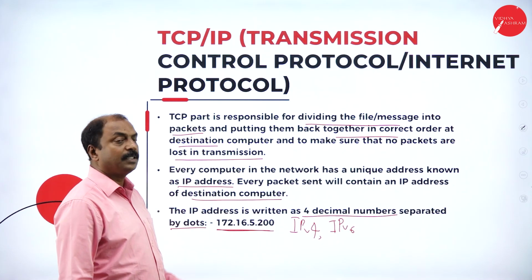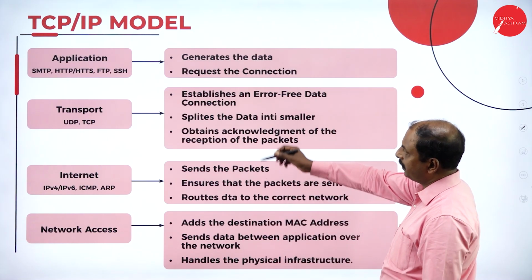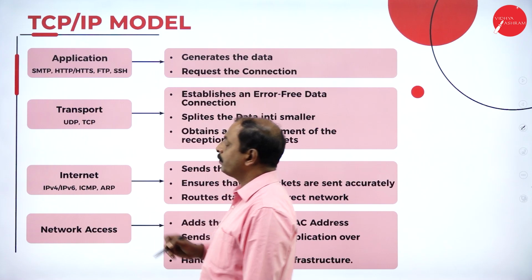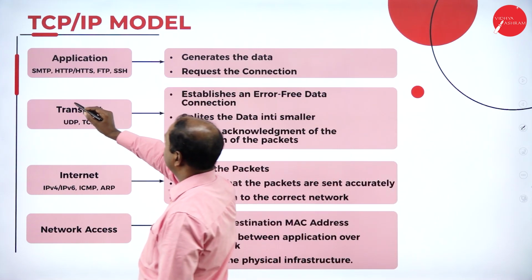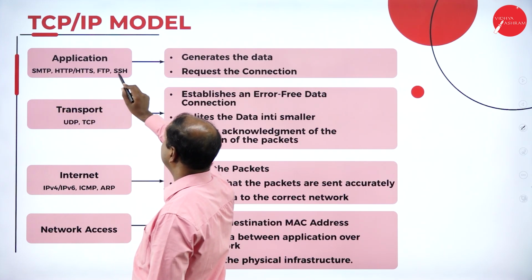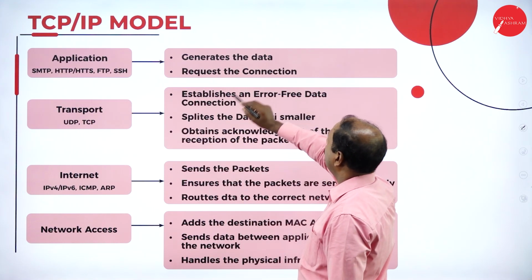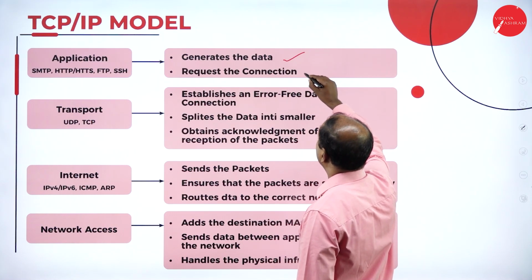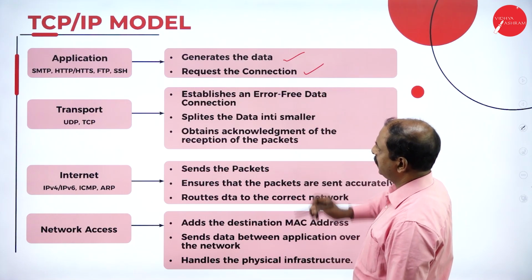So this is the TCP/IP reference model. In the next slide, we will see the TCP/IP reference model, its functions, as well as the different protocols available. In the application layer, these are different protocols: SMTP, HTTP, HTTPS, FTP, SSH. All these are different protocols associated with the application layer. And what is its function? It generates the data and requests the connection.